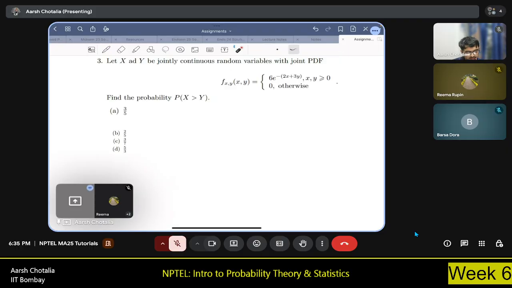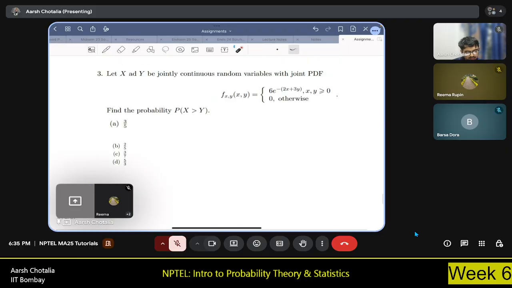Okay. The next one. Now we have two continuous random variables. Again, joint PDF is given, and it is non-zero in the first quadrant, meaning both x and y are positive. Otherwise, it's 0. And we have to find the probability that the first guy is greater than the second guy.